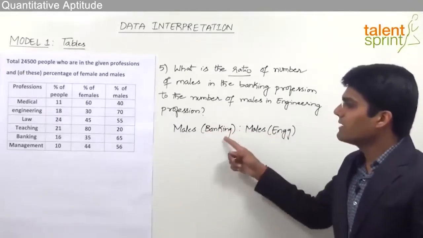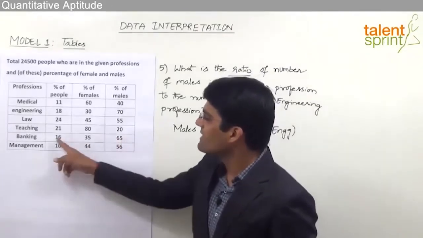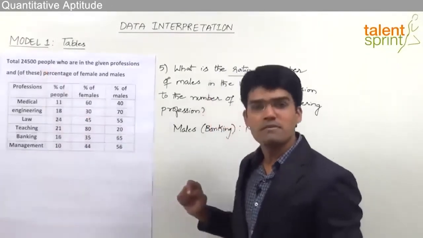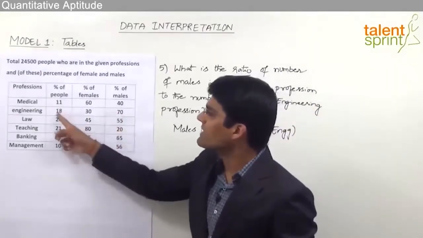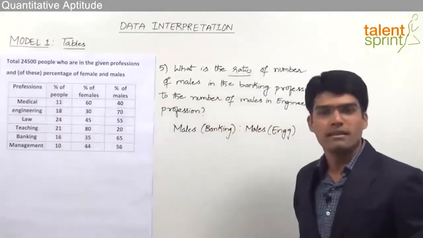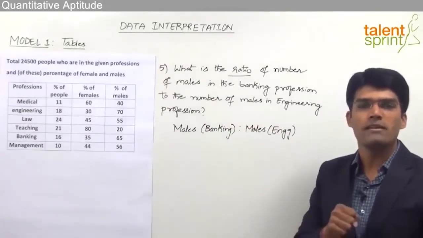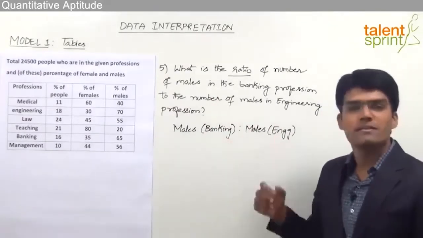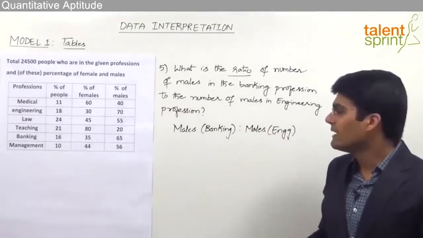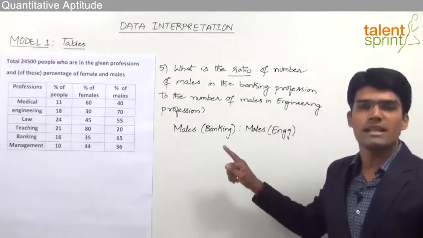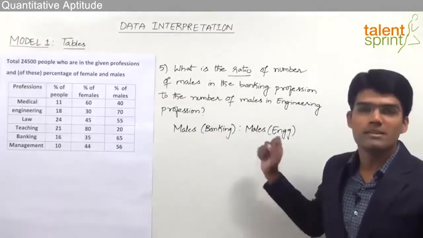Now, males in banking. We know that males in banking is 65% of 16% of 24,500. And males in engineering will be 70% of 18% of 24,500. And we have already learned that whenever something is common in the numerator and denominator, or in the two parts of the ratio, that has to be cancelled out. So instead of writing and then cancelling it, let us directly take only those values which can affect the answer. That is percentage of males and percentage of people in these professions.